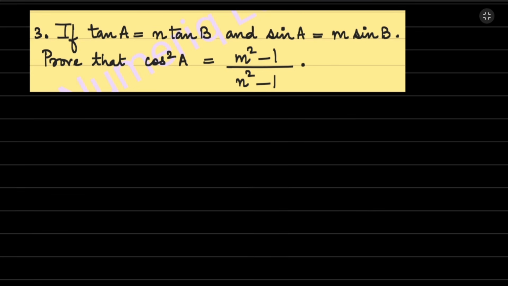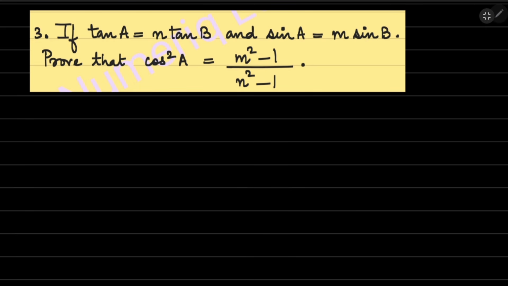If tan A equal to n tan B and sin A equal to m sin B, prove that cos square A equal to m square minus 1 by n square minus 1. So here, we have to find cos square A in terms of m and n, right? This means that cos of which angle is something which we need, it's only angle A. So we have to eliminate angle B. This is what we understand.